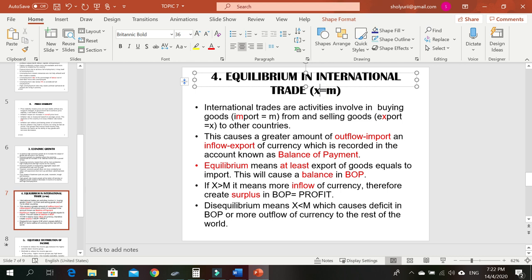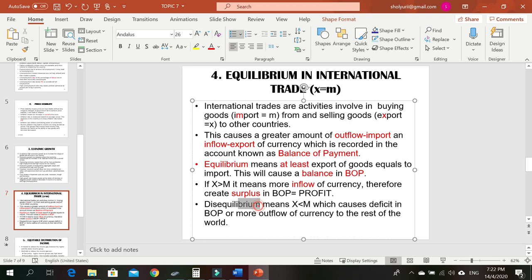Okay, kalau tak disequilibrium. Disequilibrium ni yang kedua bila M pula terlebih daripada X, import kita terlebih daripada export, menyebabkan deficit. Dia bukan shortage, istilah dia adalah deficit. So deficit ni adalah debt. Lepas tu debt, hutang in BOP. Sebab outflow of currency to the rest of the world, duit kita mengalir keluar ke luar negara. So hopefully you faham.